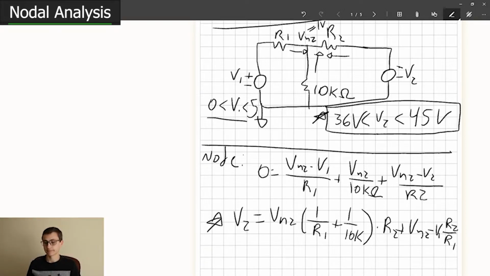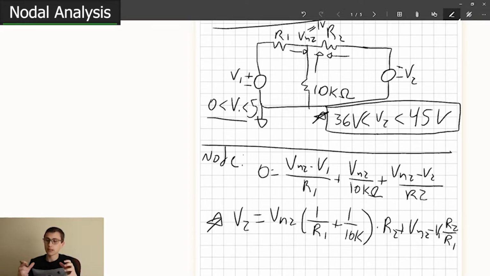Okay, so let's do a quick spot check. What we would expect is that the larger V1 gets, the ratio of that 10 kilo ohm resistor and R1, as well as the ratio of R1 and R2, matter. So the ratios of V1, V2, R1, and R2 are all related.